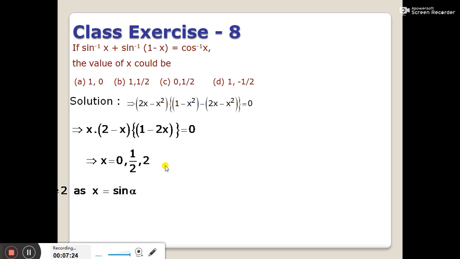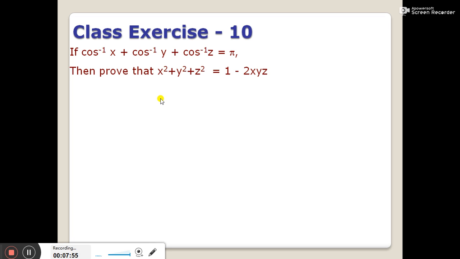And this x is equal to 2 means sine inverse, sin alpha is equal to 2, which is not possible, and therefore x is equal to 2 is not a solution of this trigonometric equation. We have only 0 and 1 by 2, and therefore the solution is 0 and 1 by 2. Both the values must satisfy this equation. You can check it.